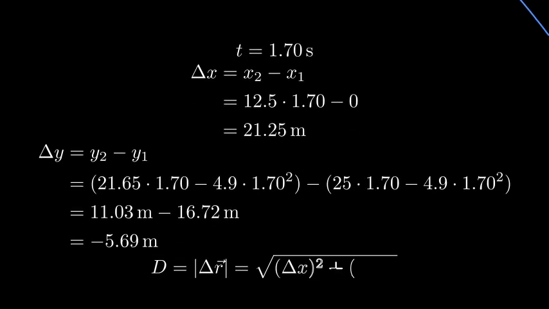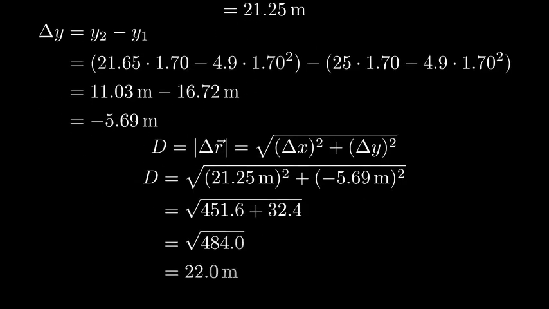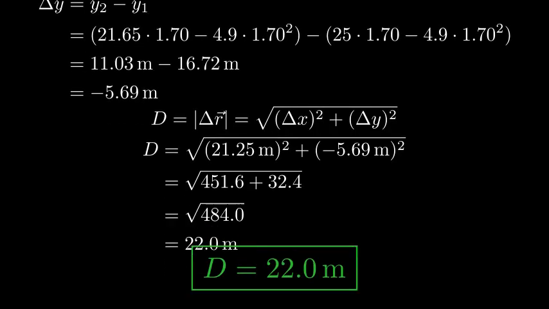Now, the distance between the two bodies is the magnitude of this separation vector. Distance equals the square root of delta x squared plus delta y squared. Distance equals square root of 21.25 squared plus negative 5.69 squared, which equals square root of 451.6 plus 32.4, resulting in exactly 22.0 meters.